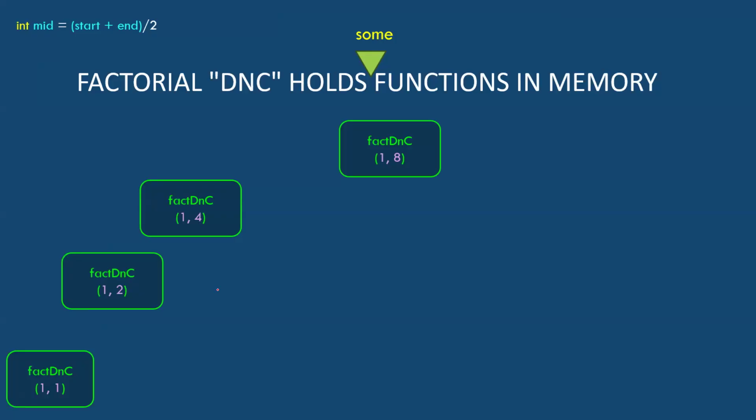So here's us calculating factorial 1 to 8. So we say, okay, break it in half, do the 1 to 4. Then, for the 1 to 4, I've got to go do the 1 to 2. Okay, now I know the base case for 1 to 1. Go back up, right? Finish the 2. Go back up, finish the 1 to 4.